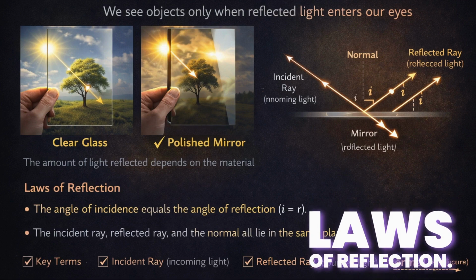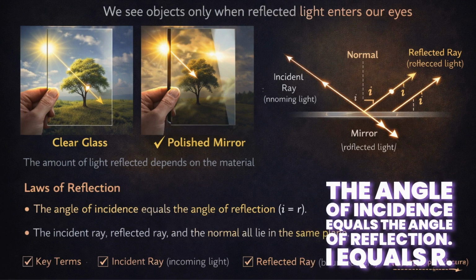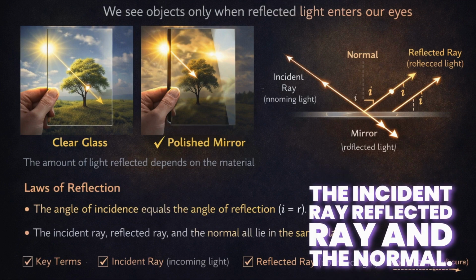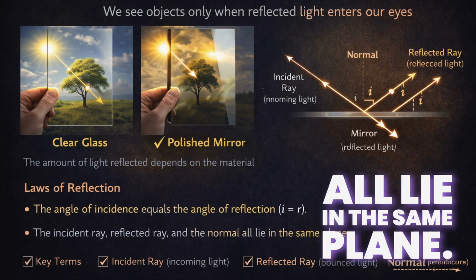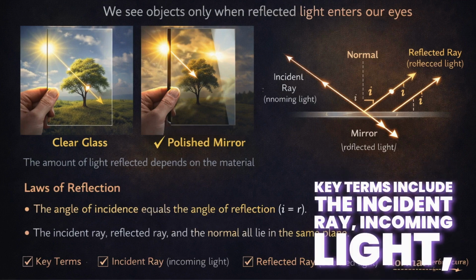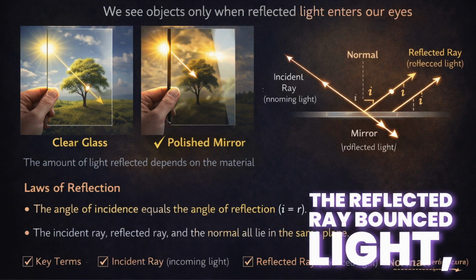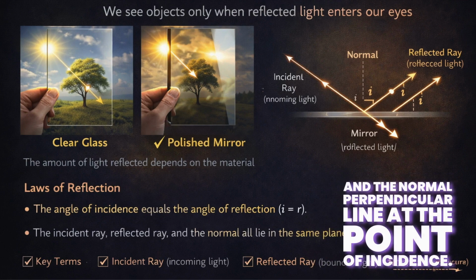Laws of reflection. The angle of incidence equals the angle of reflection, i equals r. The incident ray, reflected ray, and the normal all lie in the same plane. Key terms include the incident ray, incoming light; the reflected ray, bounced light; and the normal, a perpendicular line at the point of incidence.